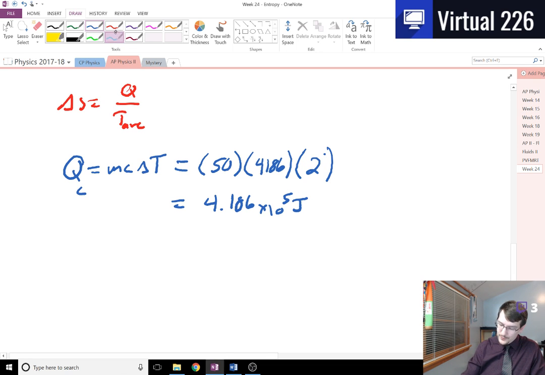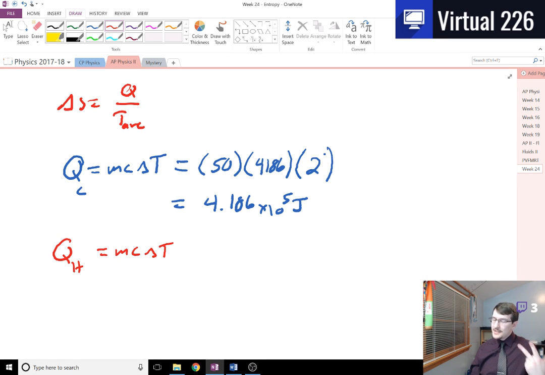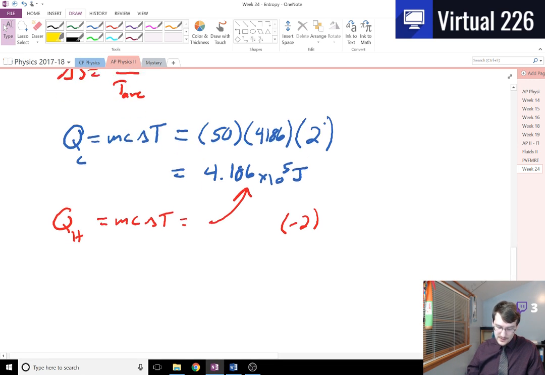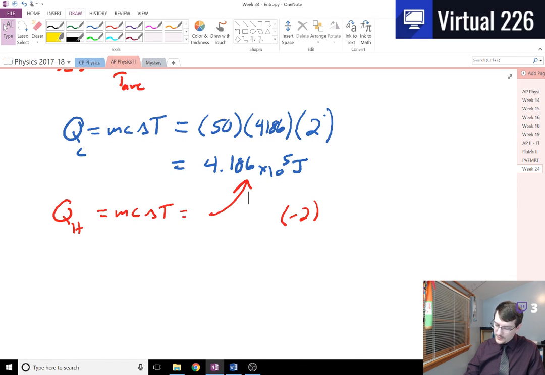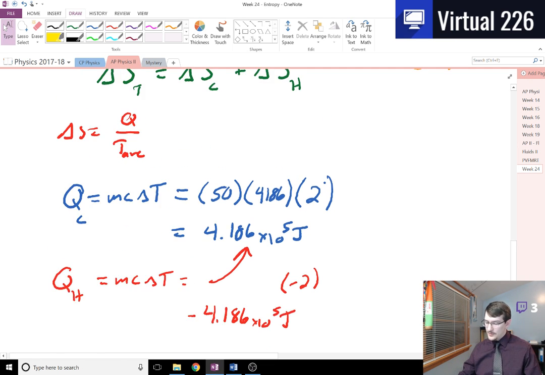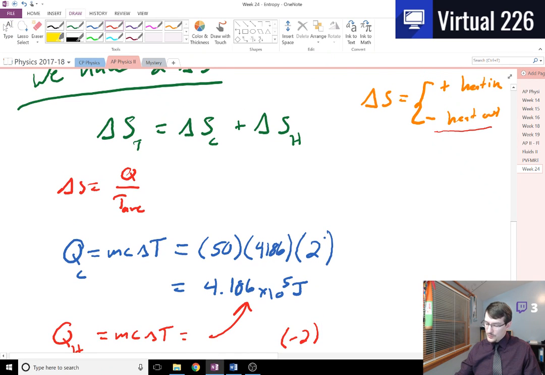Okay? If we wanted to do this for the hot, MC delta T, because we have the same mass, same specific heat, and a nearly identical temperature shift, the only difference is this is a -2, we actually find that our Q is the same, but it's just a negative value. Okay, so this is actually negative 4.186 times 10 to the 5th joules for our hot. Okay, and that deals with the idea of the hot water is losing heat. The heat is coming out.